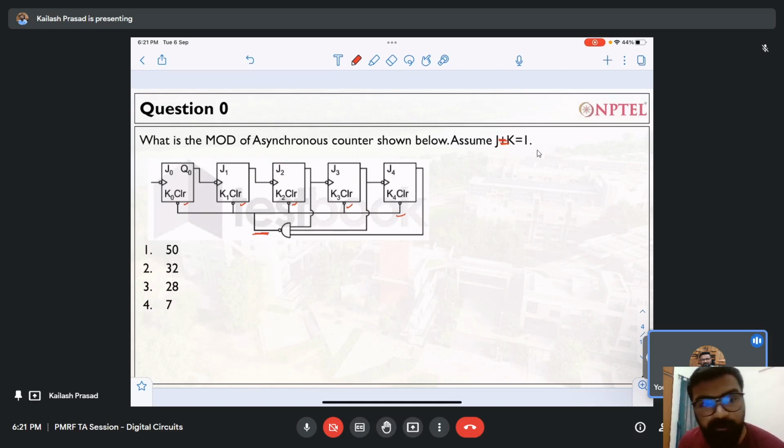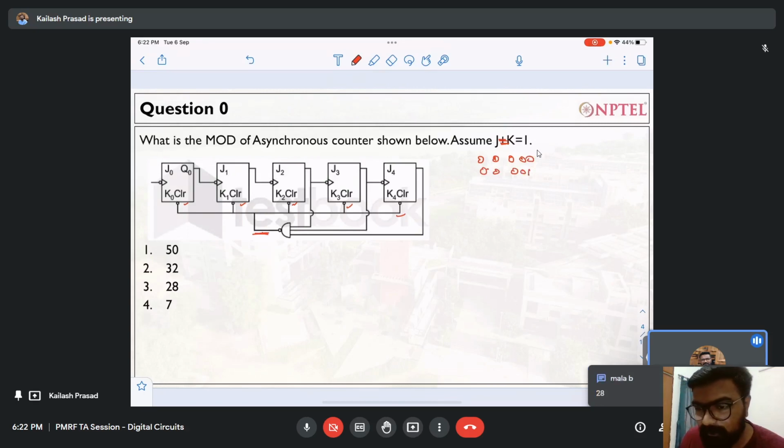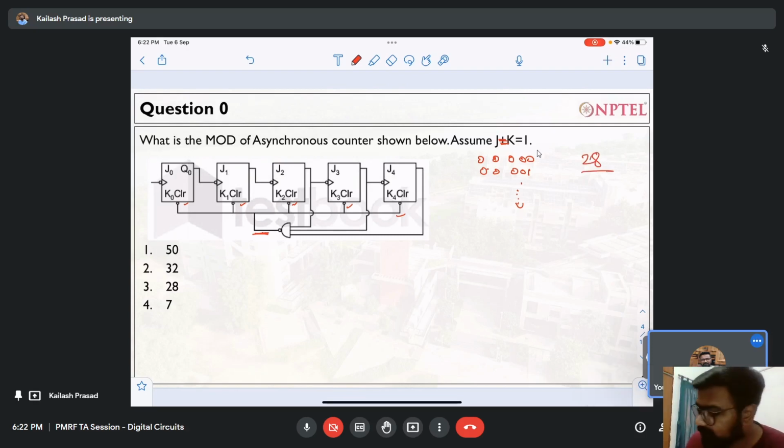Assume that initially it is 00000 and it has started counting. It is an asynchronous counter, so after 00000 it will be 00001, and it will just keep on doing that. Mala is saying that the answer is 28. We will see what the answer is. It will keep counting unless and until this clear signal gets activated. Now the question is, when will this clear signal get activated? You see here that this is an active low signal.